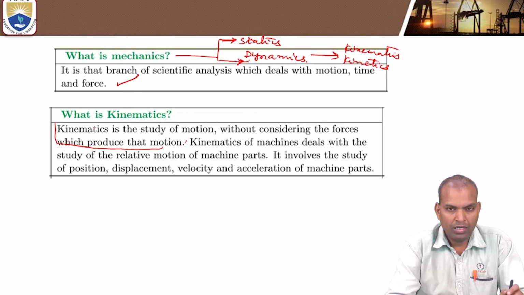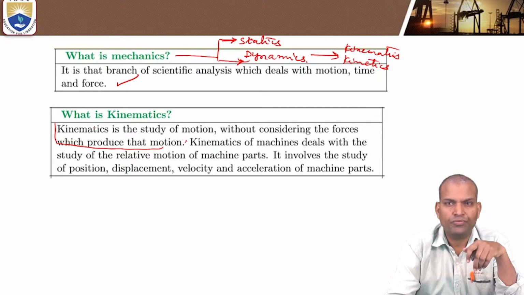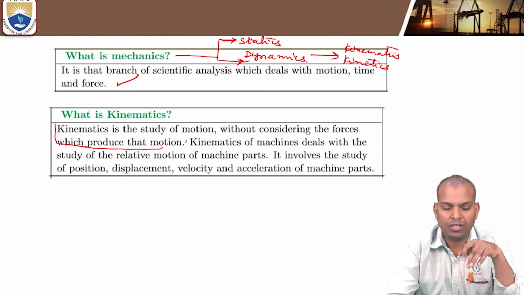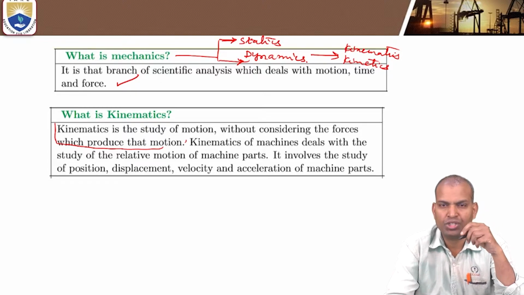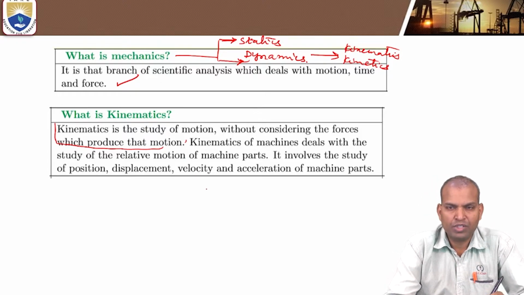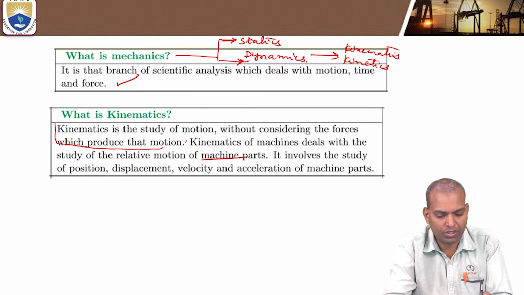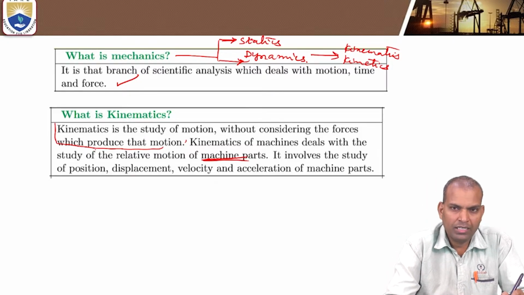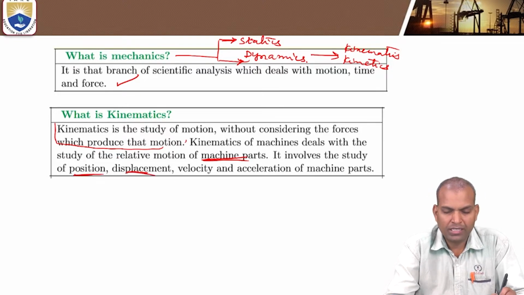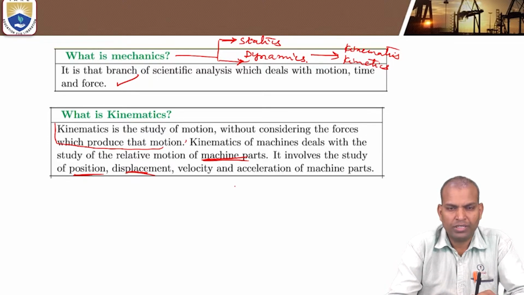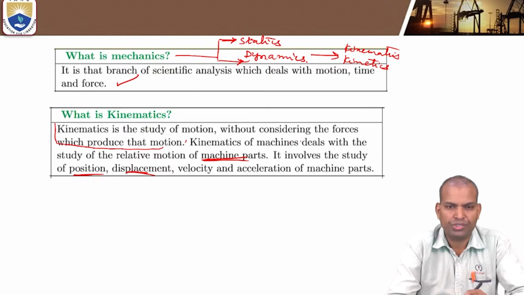Okay? And this kinematics deals with kinematics of machines. Now coming to our subject, that is kinematics of machines. This kinematics of machines deals with the study of relative motion of parts, machine parts. Relative motion means it involves the study of position, displacement, velocity and acceleration of various components of machine. That is kinematics of machines.